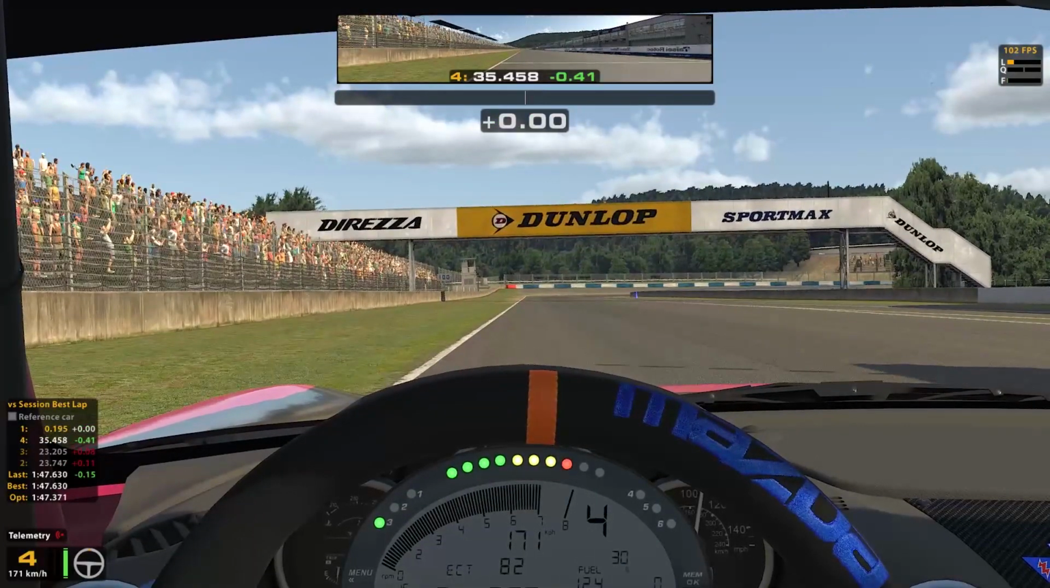So this is a 1:47.63, about 1.5 tenths of a second faster than the previous lap. Now let's jump to the telemetry and look at that data.